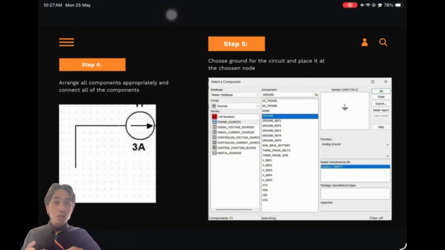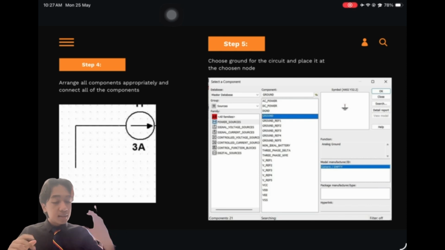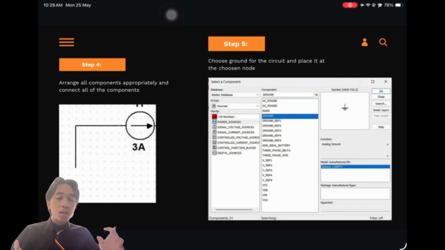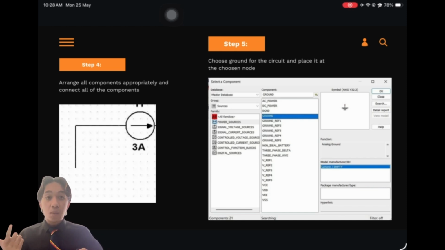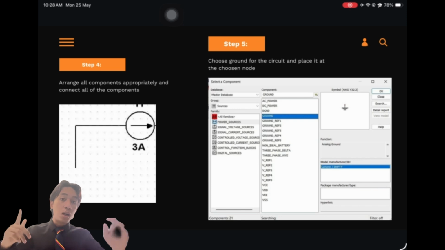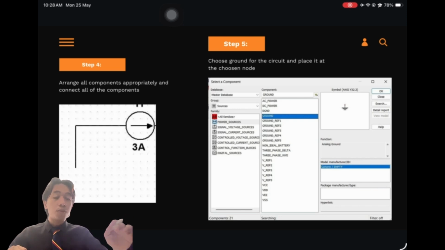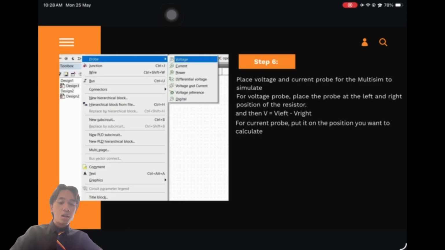And then in step 5, because we're using the nodal method, in Multisim we have to put the ground into our circuit. We have to choose one node that we want to use as the reference node, and place the ground there.